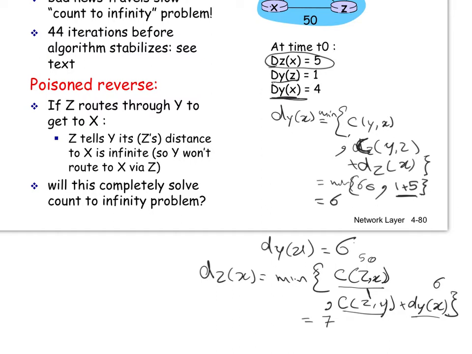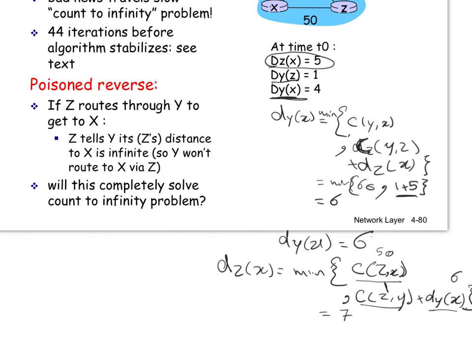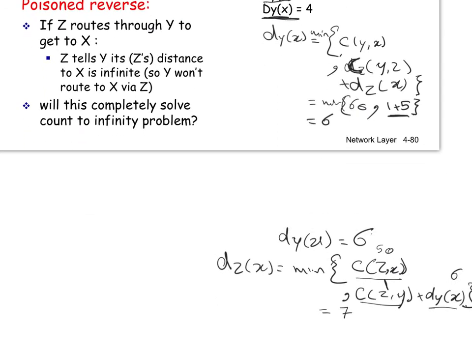Okay, so we started from 6. Okay, and y informed z that the distance between y and x is now 6. So z calculated the distance between itself and x based on the distance that it received from y in another iteration. All these are different iterations. Okay, so now what will happen?